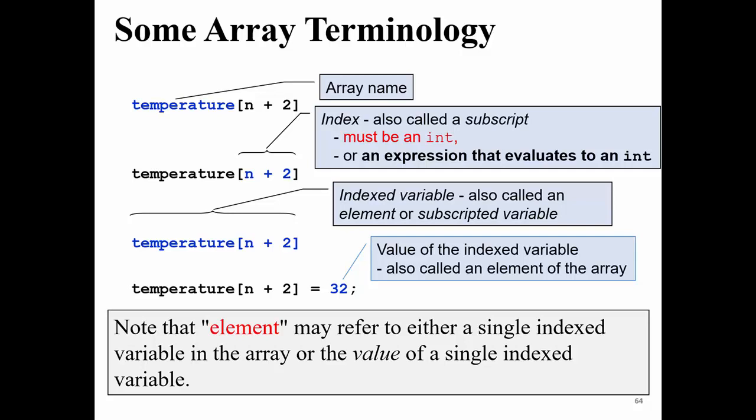So the name temperatures with square bracket n plus 1, we call it a subscript variable or an element. Now, you can assign a value to that element inside the array. So 32 is the value of the index variable. What's the index variable in this case? n plus 2, temperatures[n + 2], which is the element. You can see here the element may refer to a single index value variable inside the array, or the value of the single index variable. So the name element is used for both.